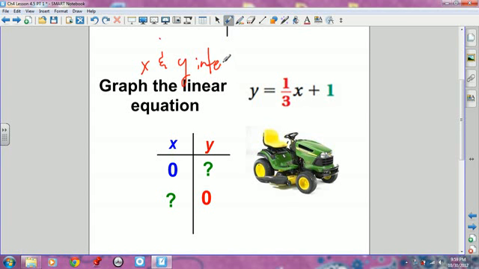We said if you're going to do it this way, you put 0, question mark, and then question mark, 0. It is faster. That's like mowing the yard with the riding lawnmower.